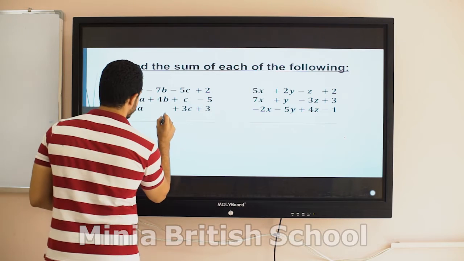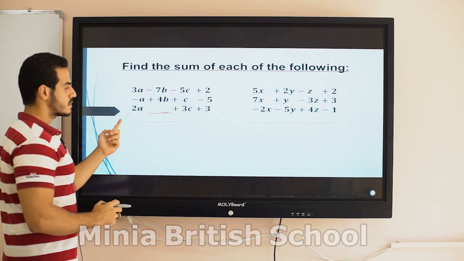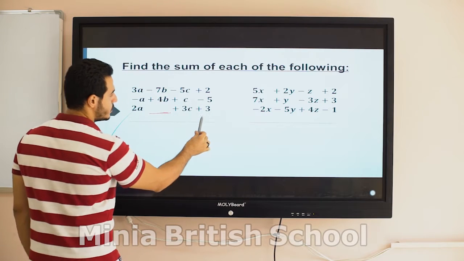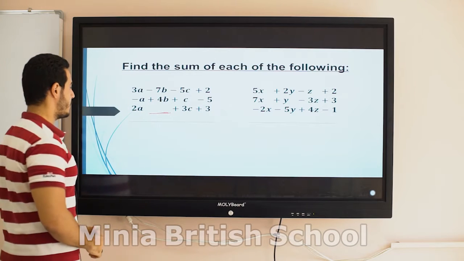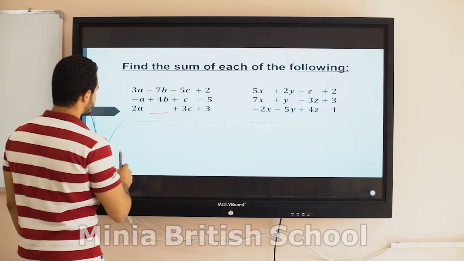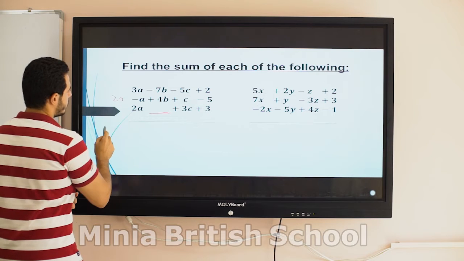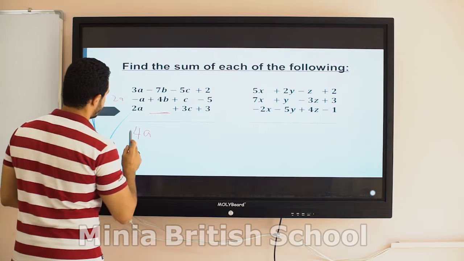Why did I leave this space? Because I don't have b in the third expression. So don't write c under b. I will write c under c. And the absolute term, or the only value or number, under numbers. Okay? Now, 3a, negative a will be 2a. 2a plus 2a equals 4a.